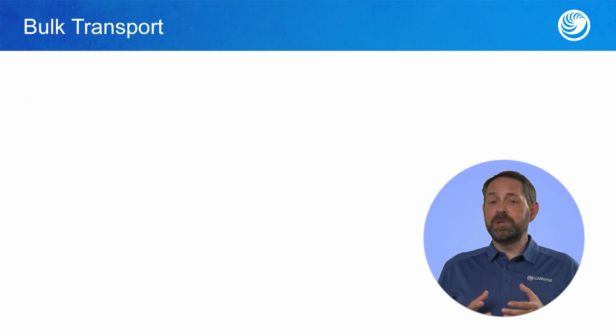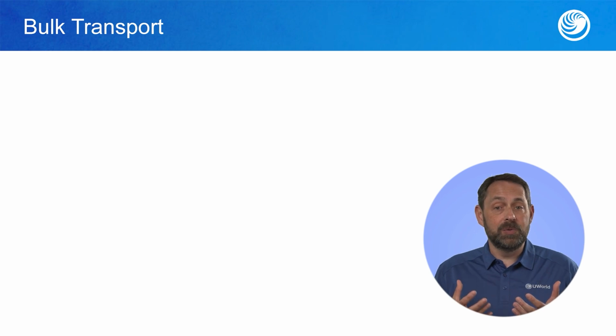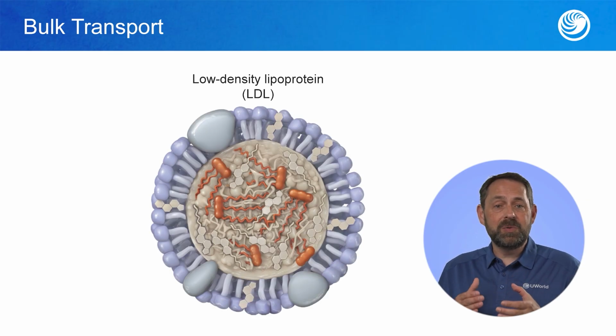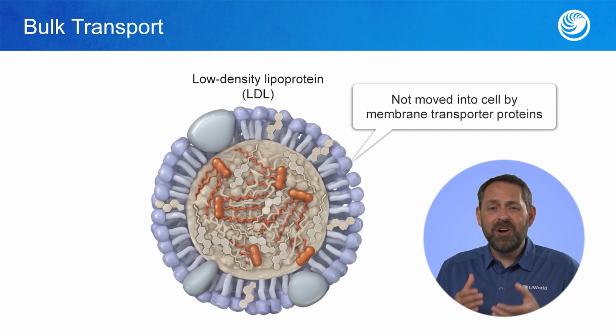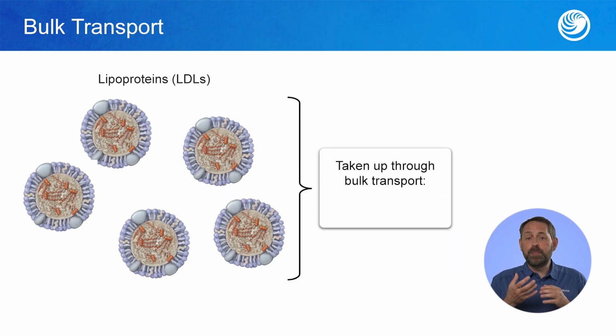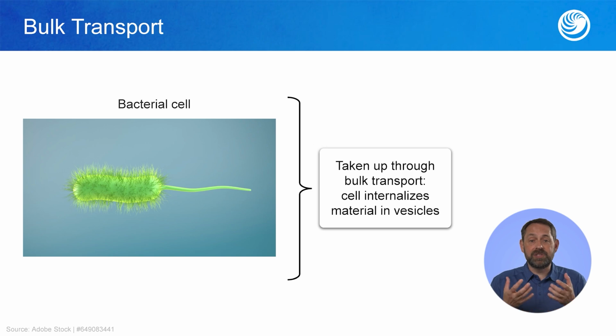So far, we've focused on how cells move individual ions and small molecules across membranes. But cells also need to transport much larger molecules in and out, which requires a very different strategy called bulk transport. Large biological macromolecules, such as low-density lipoproteins, or LDLs, are not typically moved across the plasma membrane by membrane transporter proteins. Instead, these substances are taken up through bulk transport, which means the cell internalizes material in vesicles, either capturing many molecules at once, as with LDL, or engulfing large particles such as bacteria.